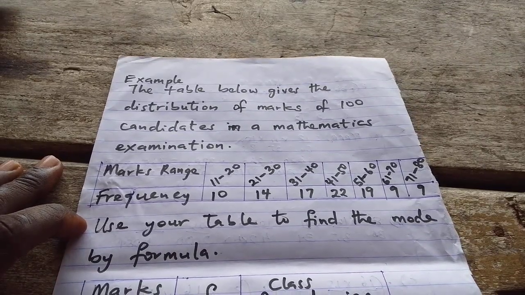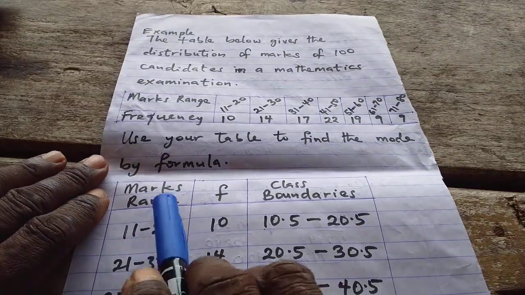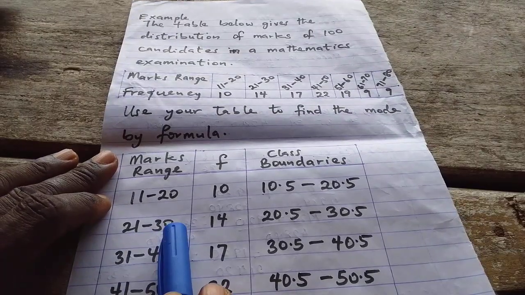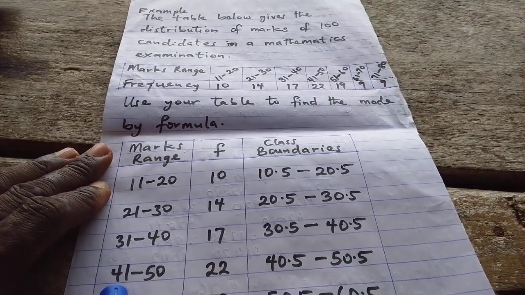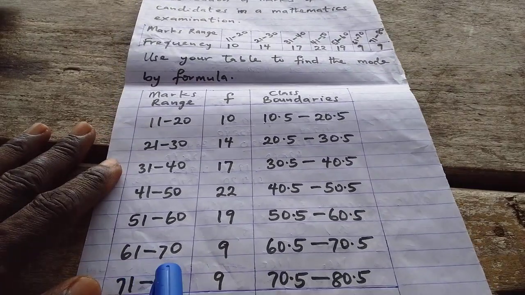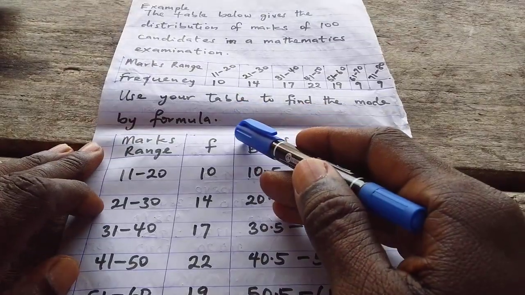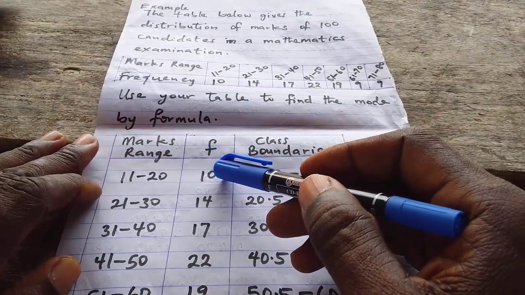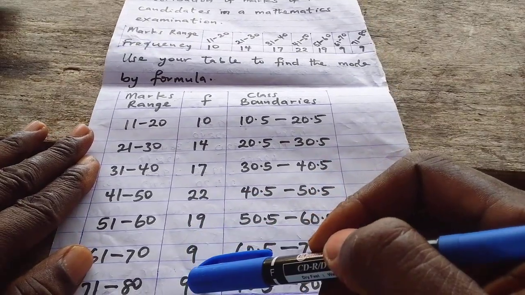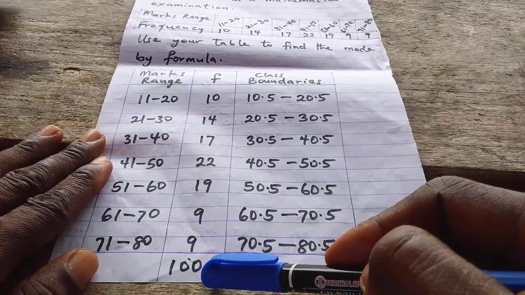Before we can do this, we must first of all get the table. So we have the marks range, which is from 11 to 20, 21 to 30, 31 to 40, 41 to 50, 51 to 60, 61 to 70, 71 to 80. Then the frequency has already been given: 10, 14, 17, 22, 19, 9, 9. When you add everything under the frequency, you have 100.